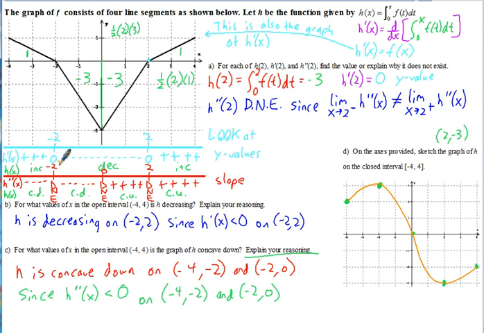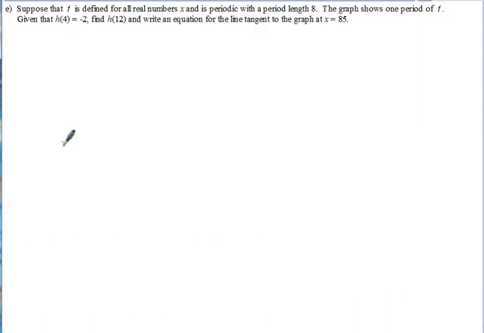So using the number lines to see where it's increasing, decreasing, and concave up and concave down, and in addition to the areas under the curve of the first derivative, you can get a pretty accurate graph of what it looks like. And for part E, it says, suppose that f is defined for all real numbers x and is periodic with a period length of 8.